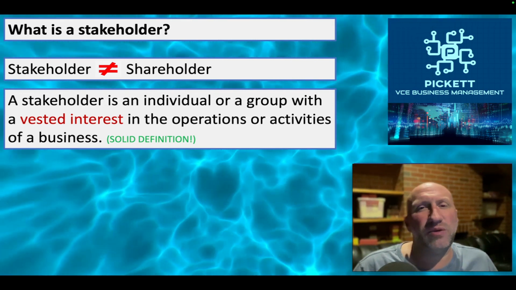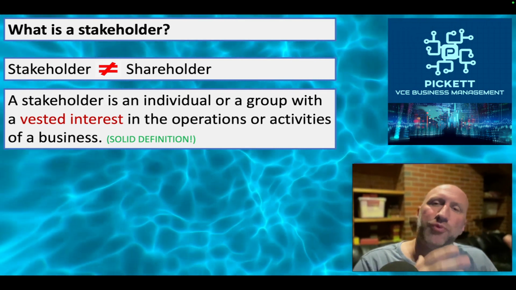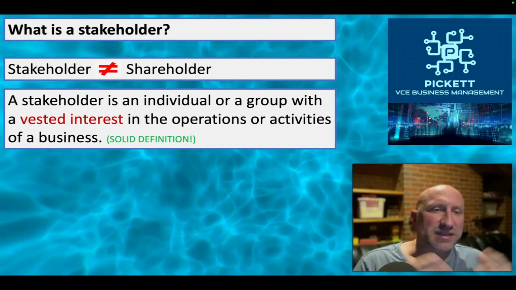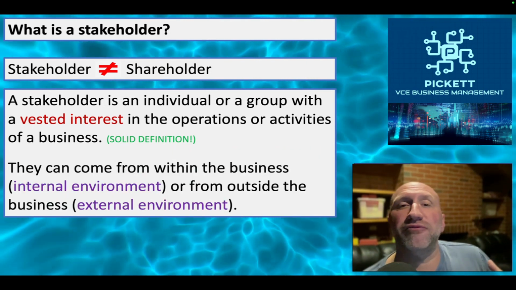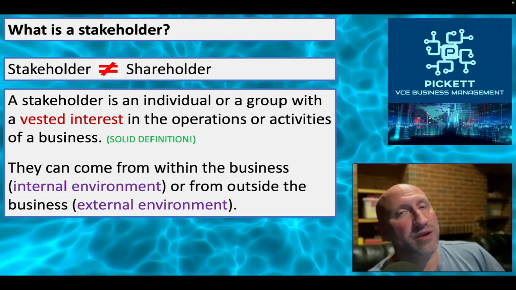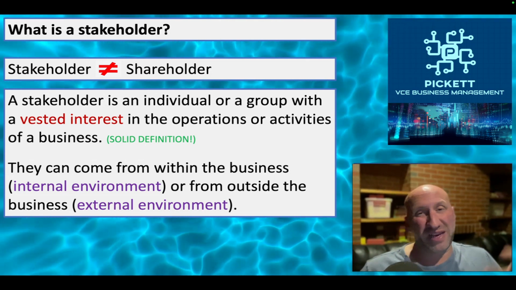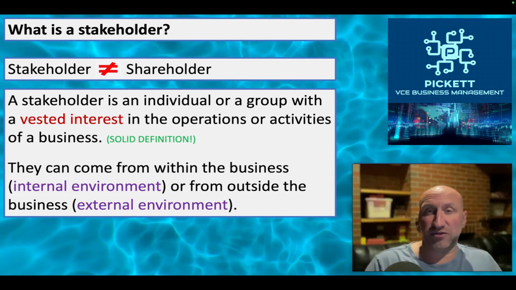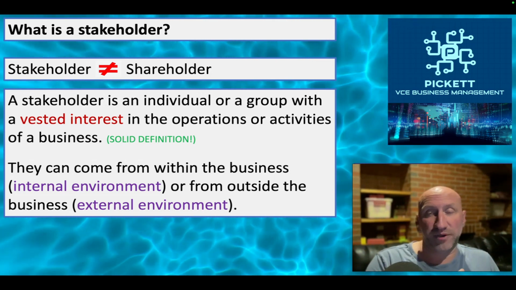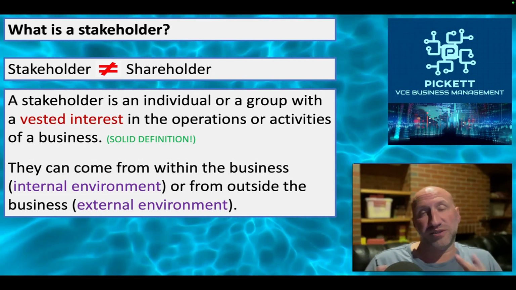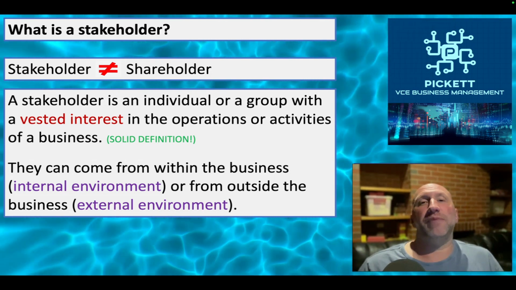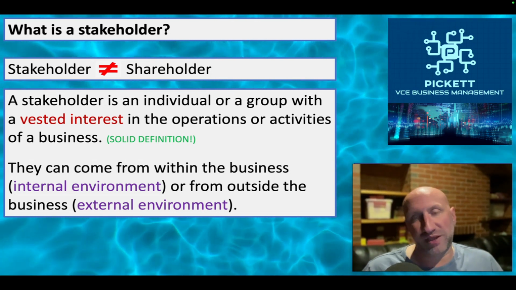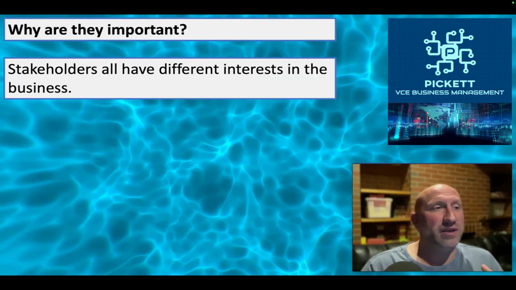But basically, anyone that has any kind of an interest in the operation of a business is classified as a stakeholder, okay? Now, they can come from within the business, and those are the internal environment. If you did Year 11, we looked at the internal environment and the external environment as a couple of outcomes in Unit 1. Or they come from outside of the business, which would be the external environment.